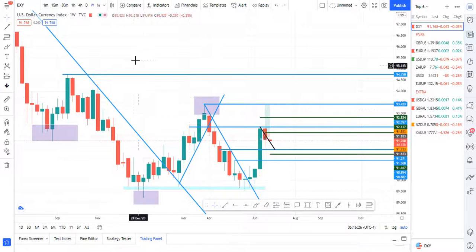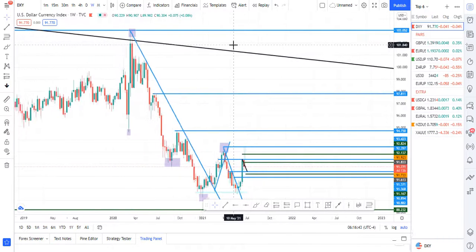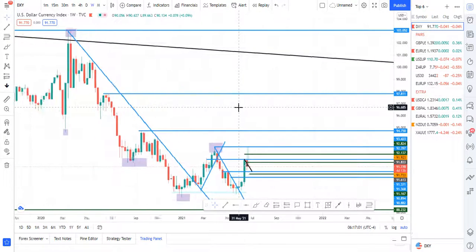So I'm doing a top-down analysis of this index, then GBPUSD, EURUSD, USDJPY, US30, and EURJPY. The reason you're seeing a lot of these lines is because I'm a technical trader. So all the things that I use are technical trading. You understand the terminology, right? So let's get into it.